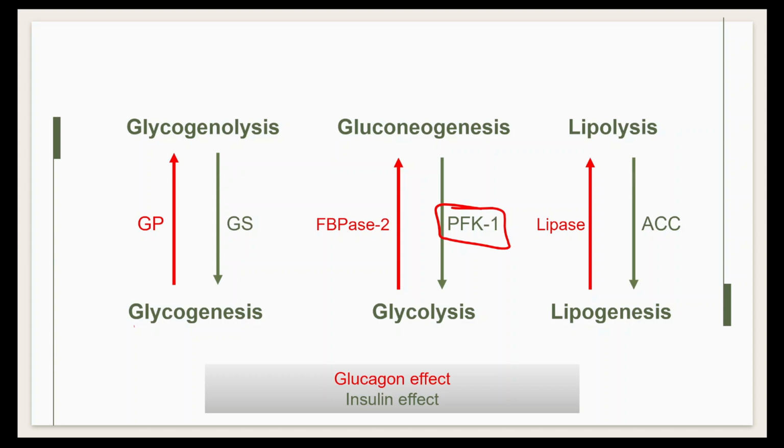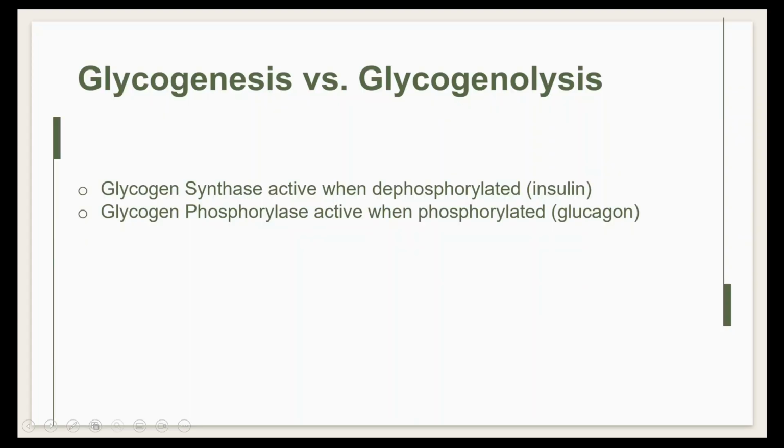The inactive form of this enzyme will be the phosphorylated one. The same concept applies for all the other enzymes: the lipase, acetyl-CoA carboxylase, the fructose bisphosphatase 2, and the glycogen synthase. Let's see glycogenesis versus glycogenolysis.